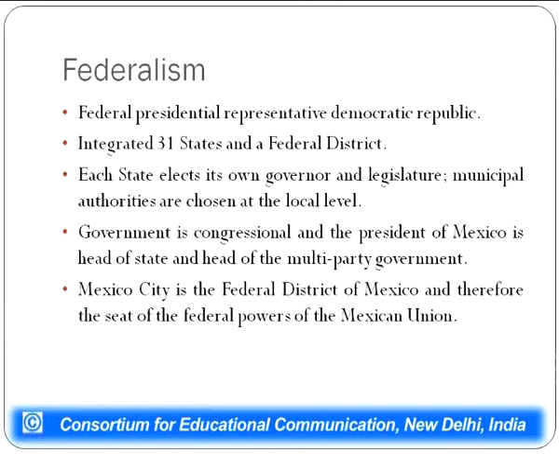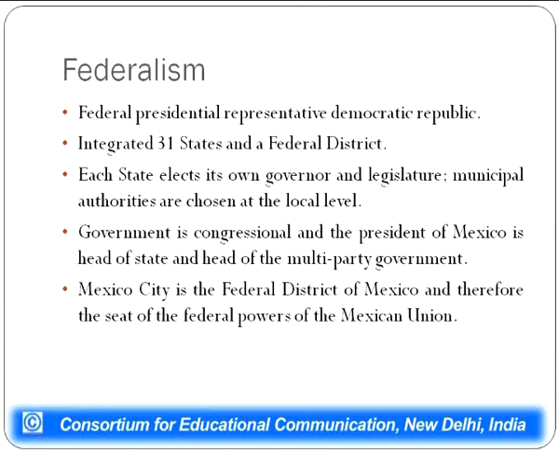Now, Mexico is integrated into 31 states and a federal district, just like the United States, which has the District of Washington, D.C. Each state elects its own governor and legislature. Municipal authorities are chosen at the local level.